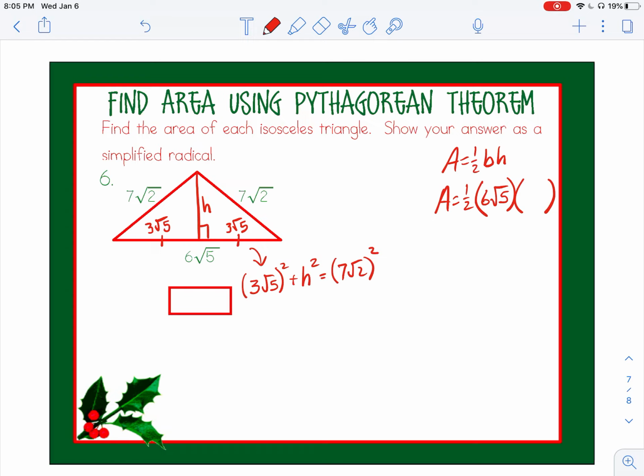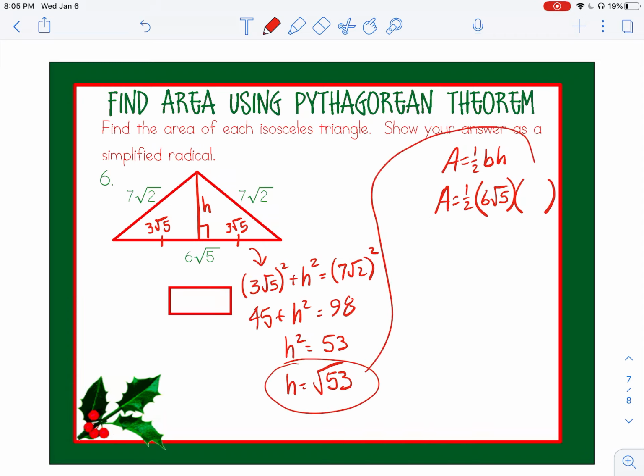3 root 5 squared is like 9 times 5. And 7 root 2 squared is like 49 times 2. 98 minus 45 is 53. And the square root of 53 won't reduce. So there's the height that gets put into this set of parentheses. Whoop, forgot the square root sign. Right there.